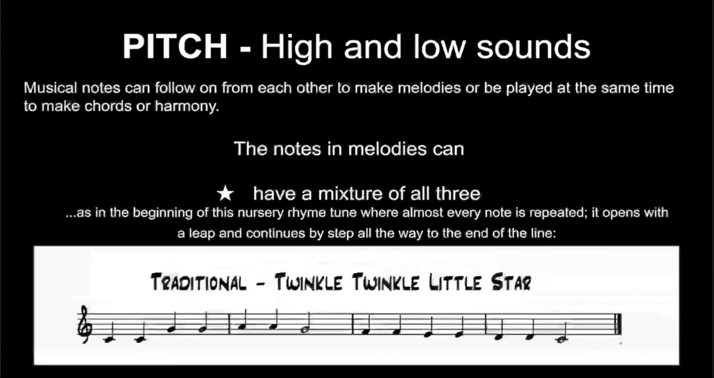So as we've seen, melodies can have a mixture of all 3 of these ways of moving, using repeated notes, using movement by step, or using movement by leap. This example, Twinkle Twinkle Little Star, uses all 3 of those things really well. As soon as we hear the leap at the beginning, we know what this tune is, we recognise it. But almost every note is doubled up, in other words repeated.